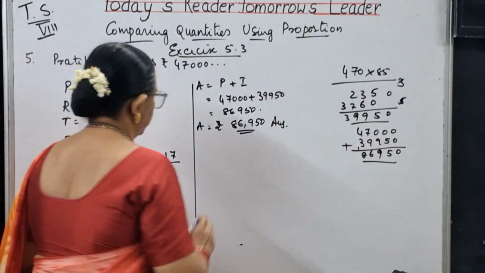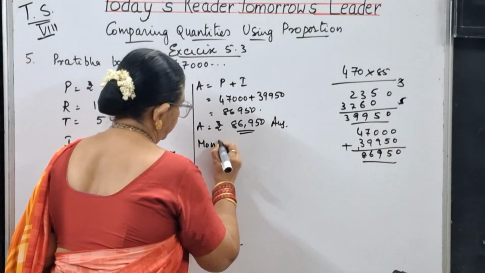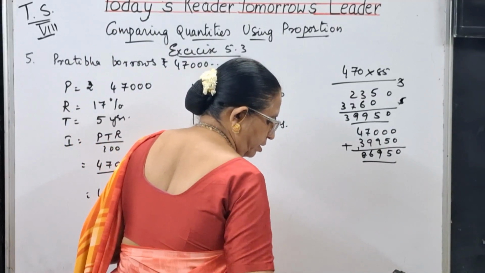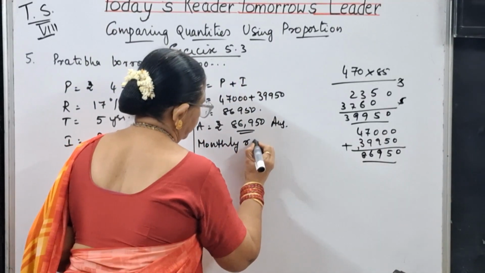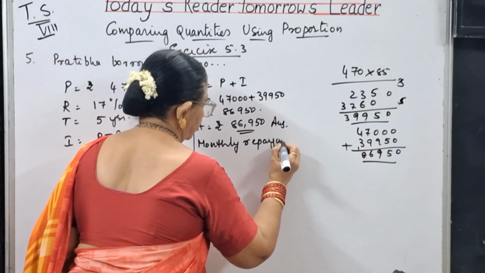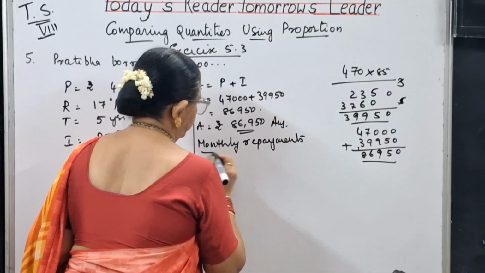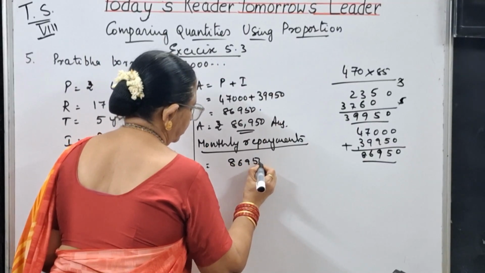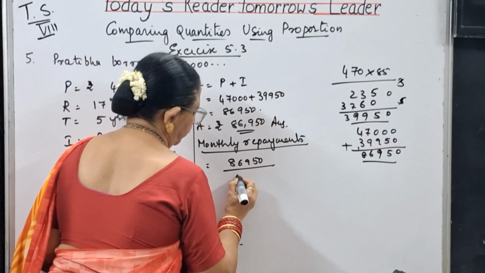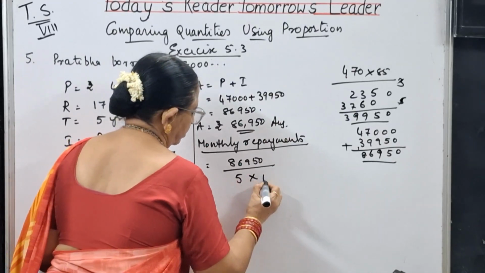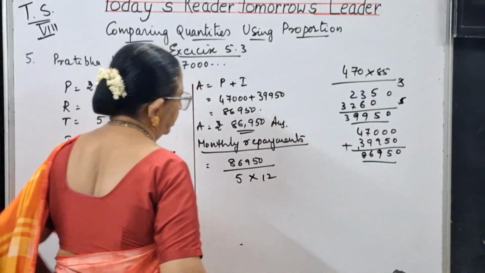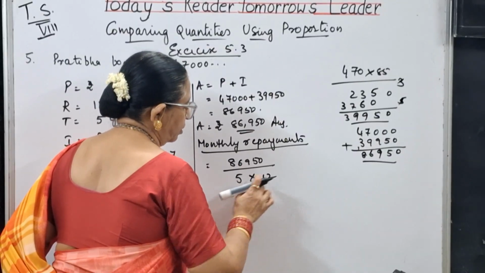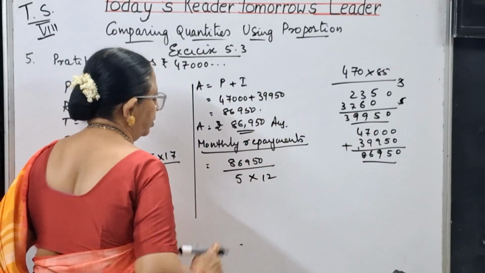86,950. Now the question is, what is her monthly repayments? Monthly repayments. So this is total 86,950 should be given over 5 years and each year 12 months. So this many months, 5 into 12. 1 year 12 months, 5 years 5 into 12 months, because we are dividing it per month.